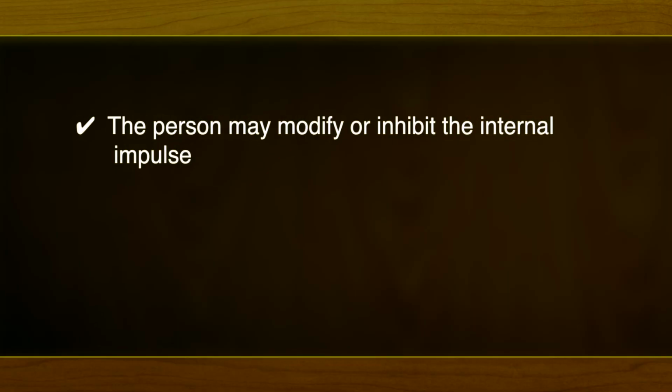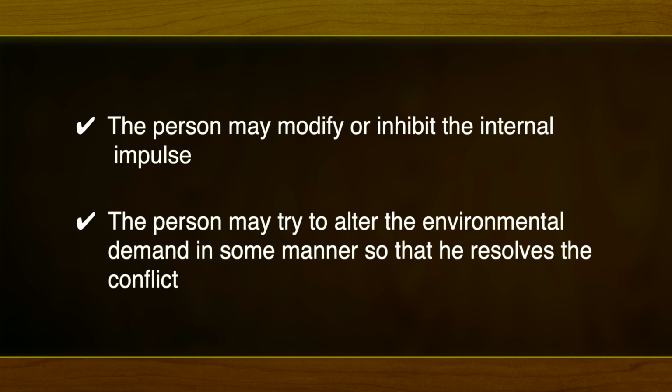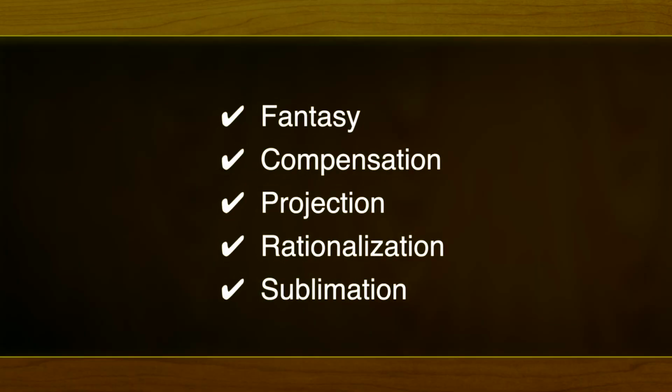In general, there are three broad types of adjustment process in the event of conflict between a person's internal needs and environmental demands. The person may modify or inhibit the internal impulse. The person may try to alter the environmental demand in some manner so that he resolves the conflict. The person may escape through unconscious resources to mental mechanisms like fantasy, compensation, projection, rationalization, sublimation, etc.